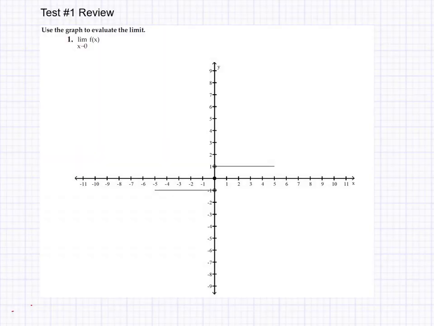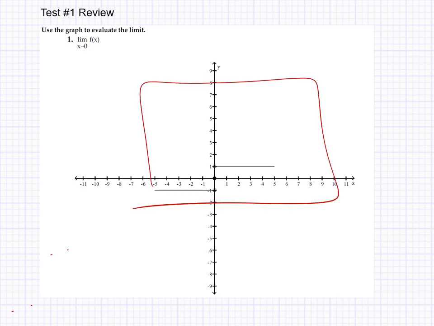All right, here we are for test number one's review. Start off talking about some limits. So in this case, here's your graph. We want to take the limit as x is approaching 0 for the function. So the function's graph looks like this. It's actually got these two pieces.